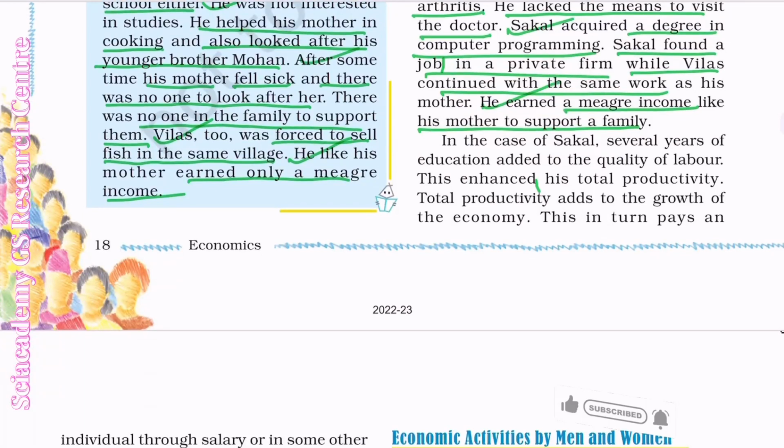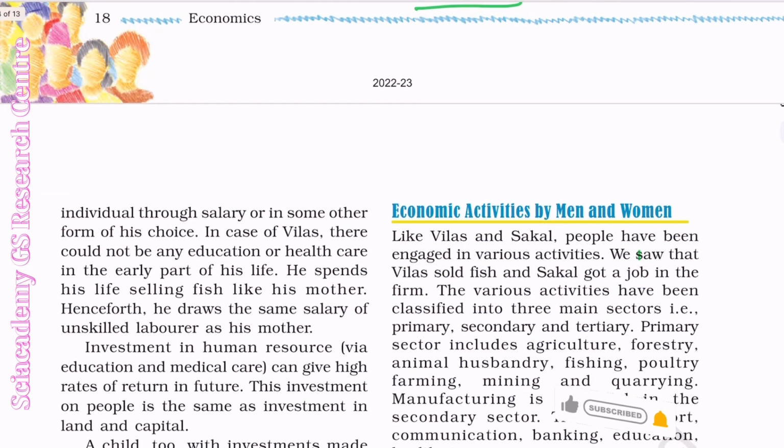In the case of Sakal, several years of education added to the quality of labor. This enhanced his total productivity. Total productivity adds to the growth of the economy. This in turn pays an individual through salary or in some other forms of his choice. In case of Vilas, there could not be any education or health care in the early part of his life. He spends his life selling fish like his mother. Henceforth, he draws the same salary of an unskilled laborer as his mother.